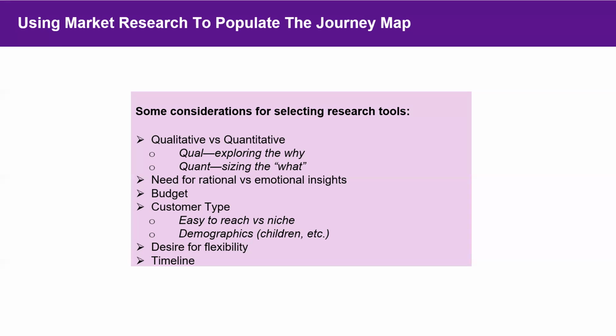Budget, of course. How much budget we have will always inform the types of research that we're able to undergo. The customer type: are they easy to reach versus niche? Easy to reach tends to be less expensive, tethered to that budget point above. Flexibility and timeline. So all of these are things that we think about at the beginning of a customer journey project to help map out the types of methods that would be appropriate for our business problem.